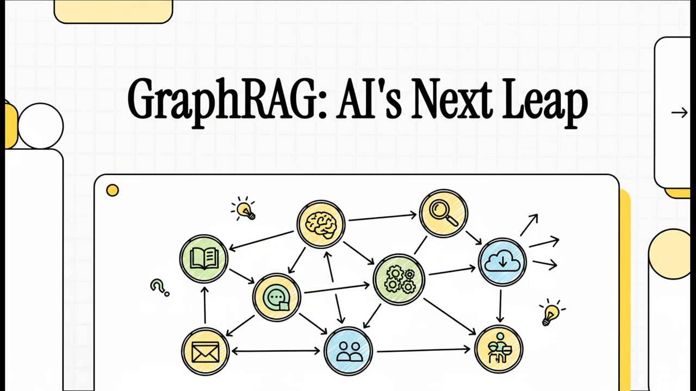You know, we're all pretty used to AI that can spit out facts. But what if it could understand the incredibly complex connections between those facts? Well, that's the giant leap forward we're going to explore today with a really powerful new technique called GraphRAG.